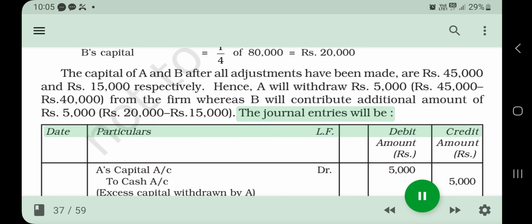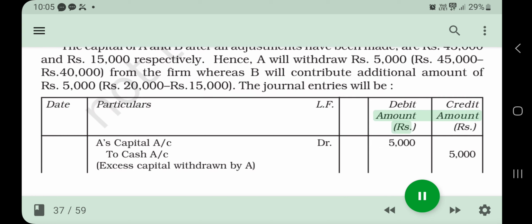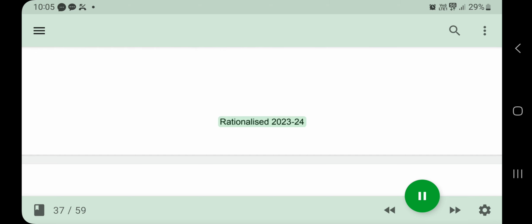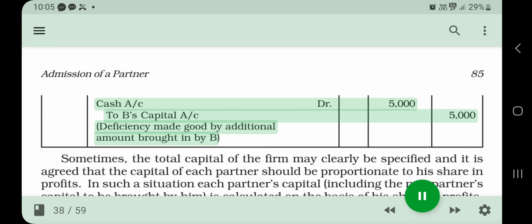The journal entries will be: Date, Particulars, LF, Debit, Credit, Amount Rs. A's Capital A/c Dr. 5,000 to Cash A/c 5,000, excess capital withdrawn by A. Cash A/c Dr. 5,000 to B's Capital A/c 5,000, deficiency made good by additional amount brought in by B.